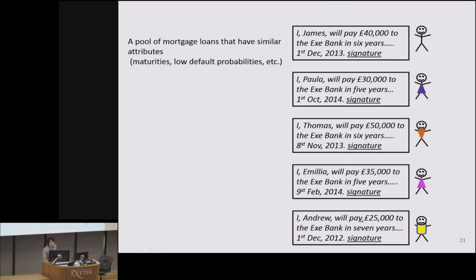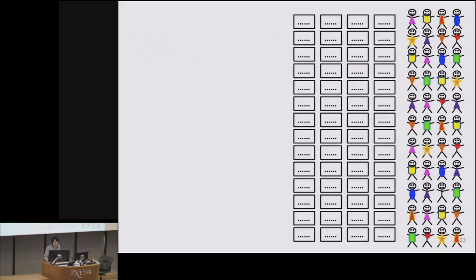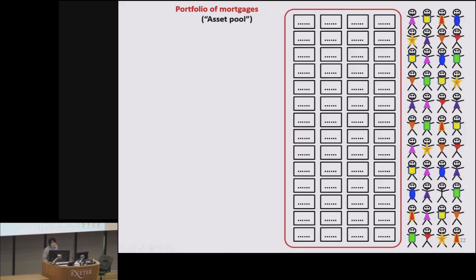However, suppose there are many similar mortgage borrowers with similar characteristics. Here's Paula, who promises to pay £30,000 in 2019, and there is Thomas, who promises to pay £50,000 in 2019. Suppose all these people have similar characteristics: a decent job, decent income, and decent credit history. And suppose they can find 100 or 1,000 such people and pool their mortgages.